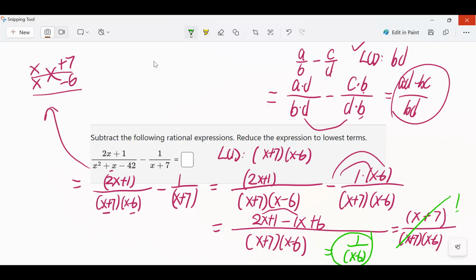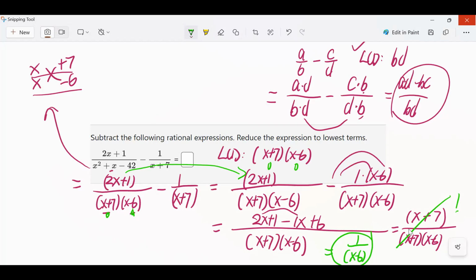Any question about this? Yeah, I got a question. How come you're not doing like 2x plus 1 times x minus 6 and you're just keeping the 2x plus 1 there? Because our LCD is this. Yeah. See? And this is already the LCD. So we don't multiply anything here. So just simply copy the whole thing over. Or carry over the entire thing.